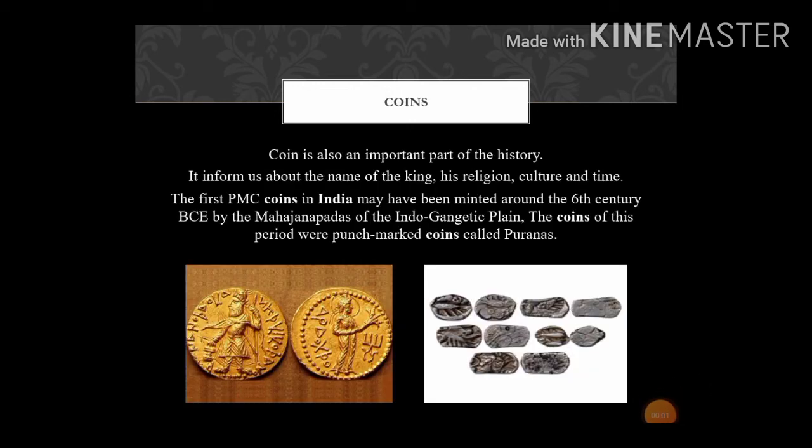Coins. Coins inform us about the name of the king, his religion, culture, and his time. Along with it, it also has a monetary value. The first coin of India was made in the 6th century BCE by the Mahajanapadas. And the coins of this period were known as punch-marked coins, called Puranas.